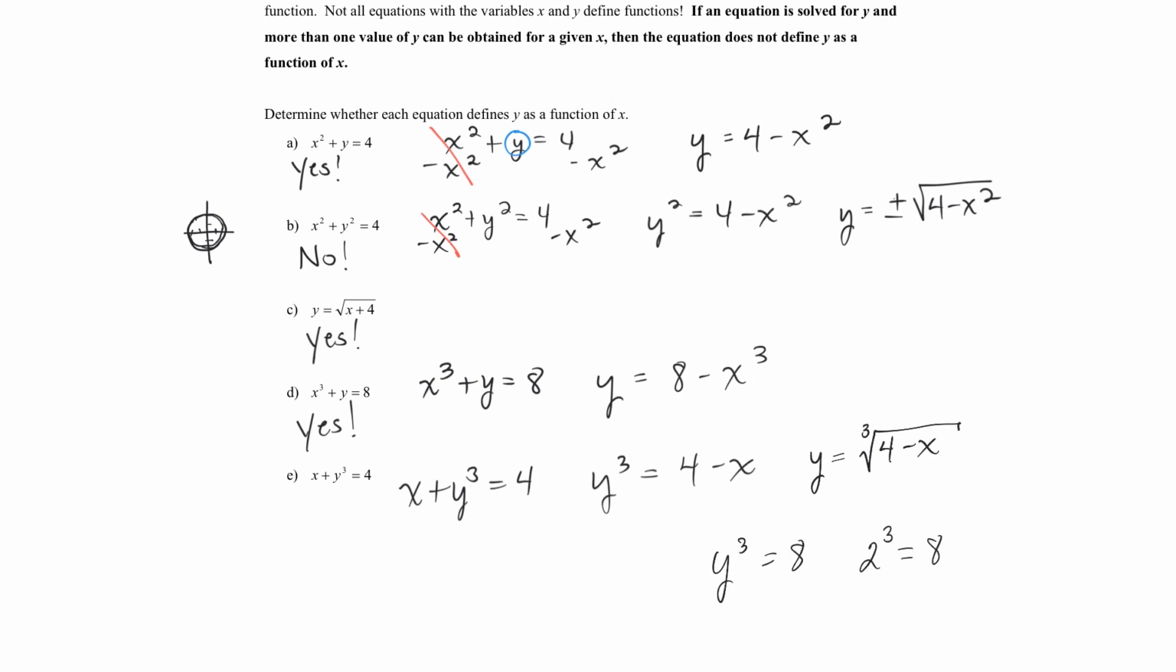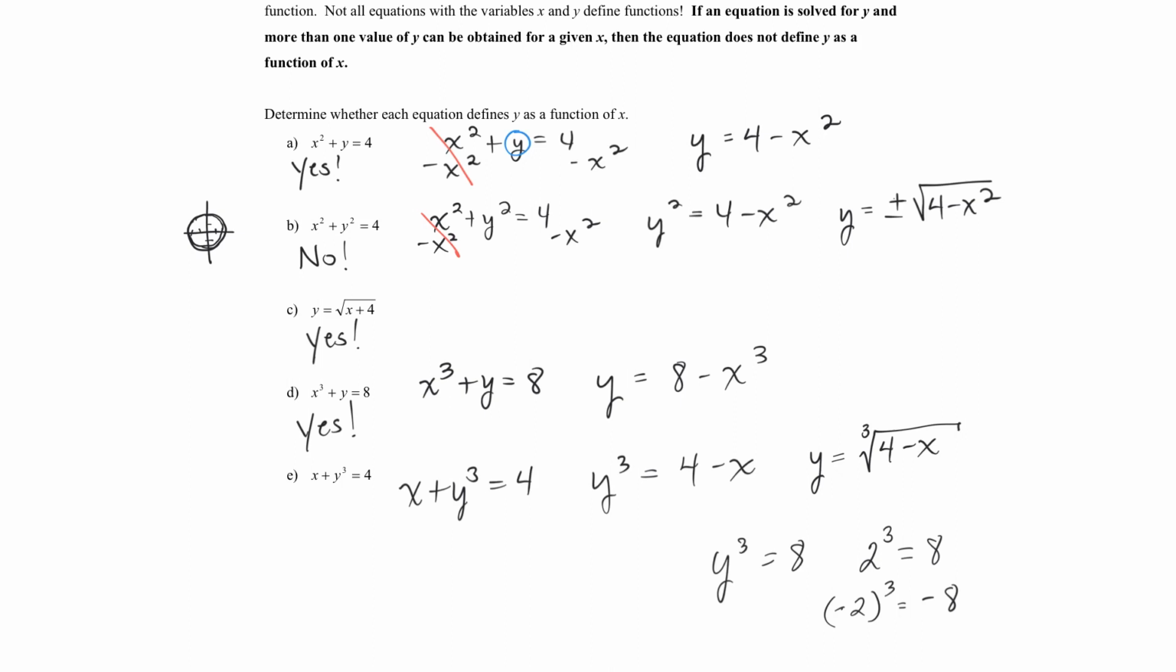Negative 2 cubed does not equal 8, because negative 2 cubed is equal to negative 2 times negative 2 times negative 2, which is in fact negative 8, right? So whenever you're taking an odd root to solve a polynomial equation, there's only going to be one root, right? You're not going to include both the positive and the negative.